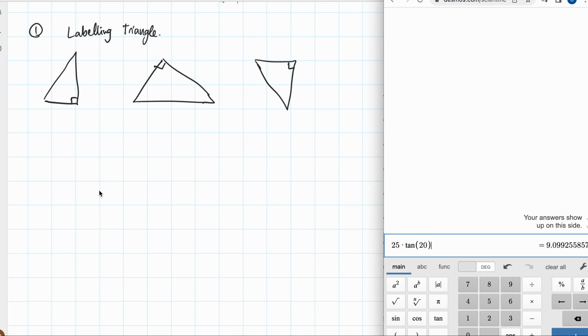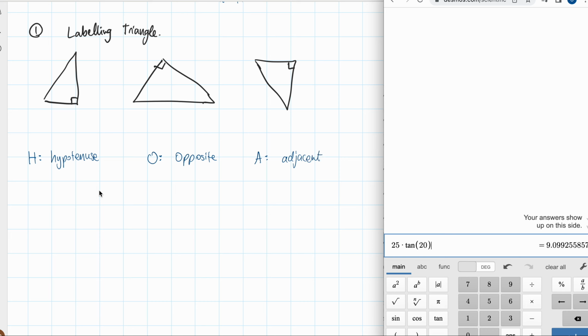Now, we've got 3 right-angled triangles here. I'm going to write down the key things we need to know on how to label these. We have 3 letters, H, O, and A. H stands for the hypotenuse. O stands for the opposite. And A stands for the adjacent.